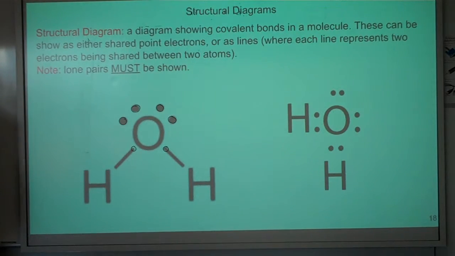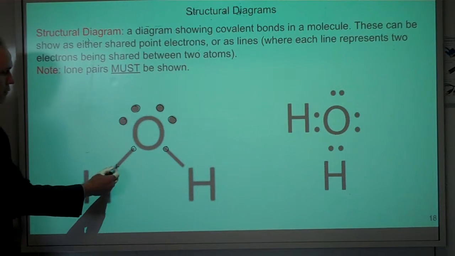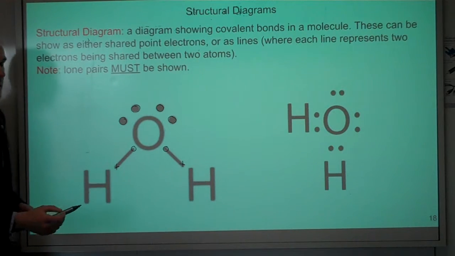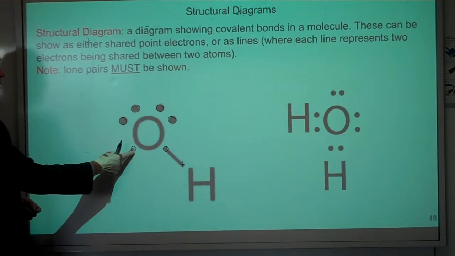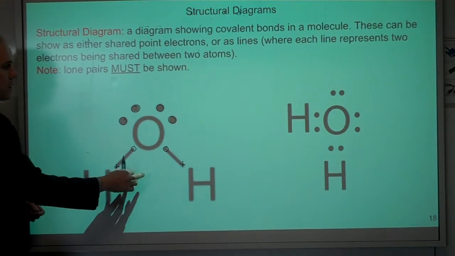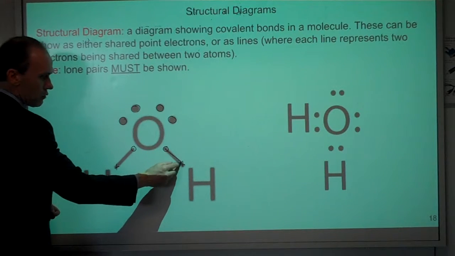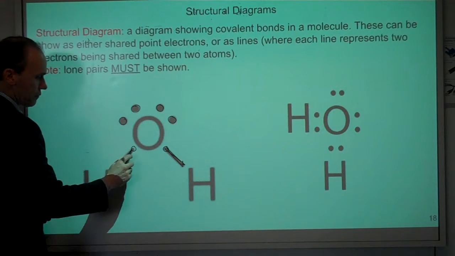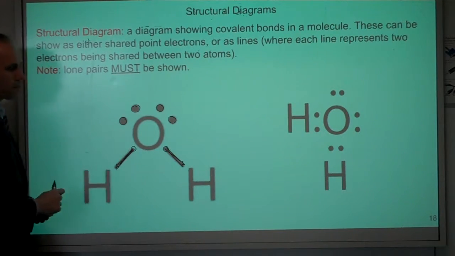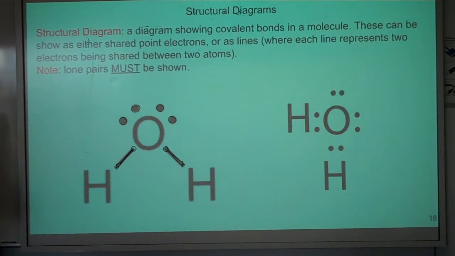Hydrogen has 1 valence electron, so that might be here if you like. And this oxygen electron is shared with the hydrogen, and vice versa. And then just draw a line between them. Okay, and that is just a faster way of drawing molecules. The line shows a single bond. Now, if you have a double bond, you would draw 2 lines.